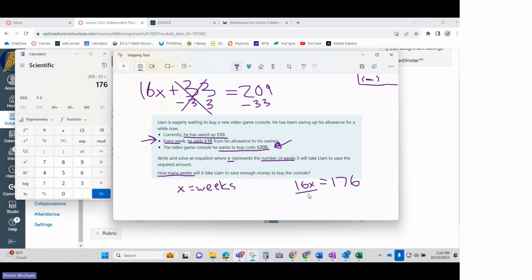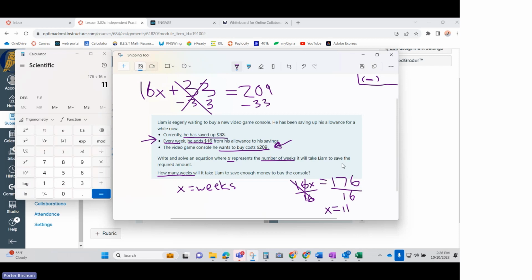Okay, now I'm going to divide by 16 because the opposite of times 16 is divide by 16. That would turn into 1. 16 divided by 16 is 1, and anything times 1 is itself. So x equals, what is 176 divided by 16? 11. Yeah. Okay.